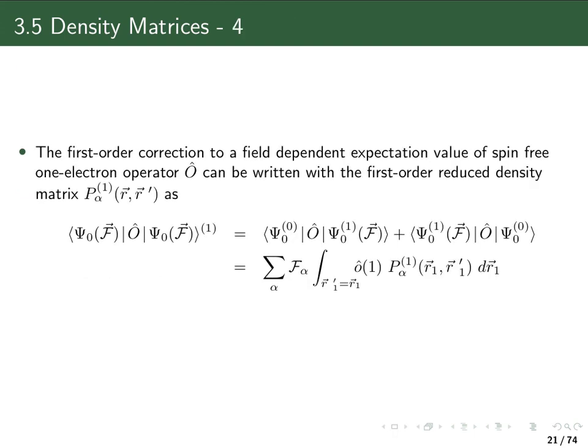Now let's get to our expectation value of our operator. So the first order correction to the expectation value of our spin-free operator, I can also write now with this first order reduced density matrix. The first order correction would be, of course, where I have the first order correction in the ket and the first order correction in the bra of the wave function. And with respect to the first order reduced density matrix, I can simply write it as this term, an integral over just one electron, our operator, and our first order reduced density matrix.